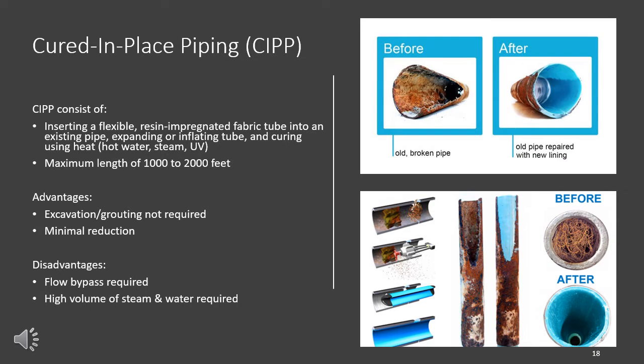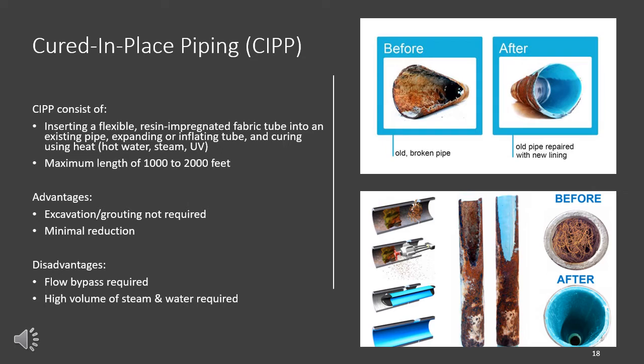Cured in place piping consists of inserting a flexible resin impregnated fabric tube into an existing pipe, expanding the tube, and curing using heat, which can be in the form of hot water, steam, or UV. The maximum length of this tube can be 1,000 to 2,000 feet.